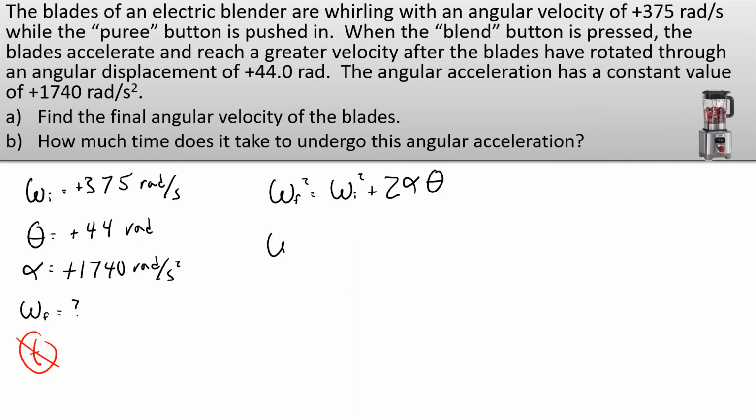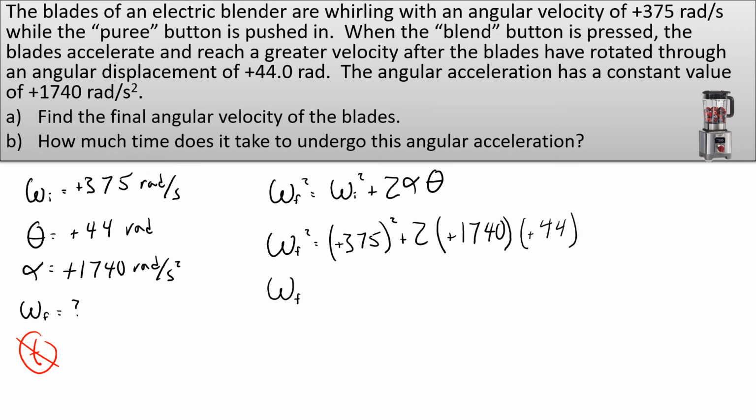So we're looking for the final angular velocity. The initial angular velocity is 375, plus 2 times alpha, which is positive 1,740, and it goes through an angular displacement of 44 radians. Man, that was really nice that everything was in radians. You didn't have to convert anything. I wonder if they'll get harder. Keep an eye out for that.